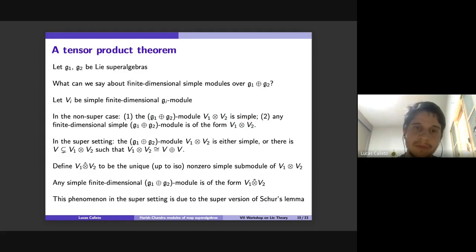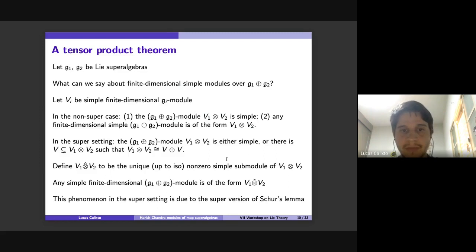I forgot to give emphasis to this word here. So what can you say about finite dimensional modules over these? In the Lie algebra case, it's a nice question with a nice answer. You just take two simple finite dimensional modules over these two Lie algebras and tensor them, and you are going to get everything. Every finite dimensional simple module is going to be of this form.